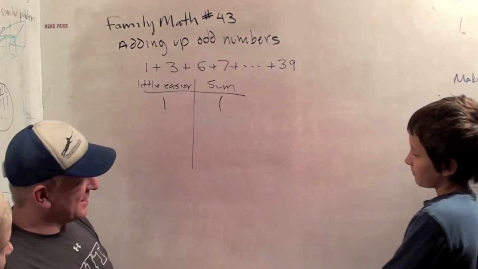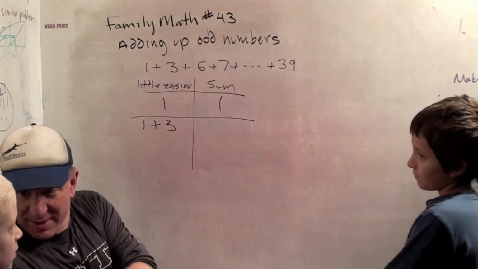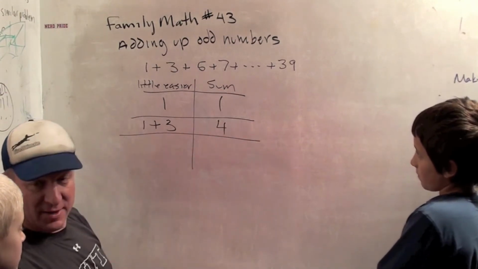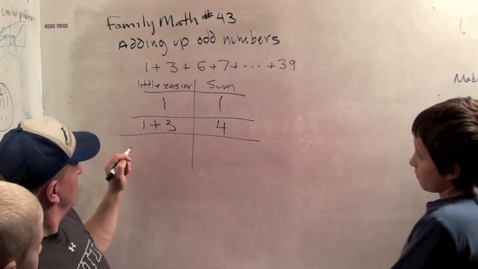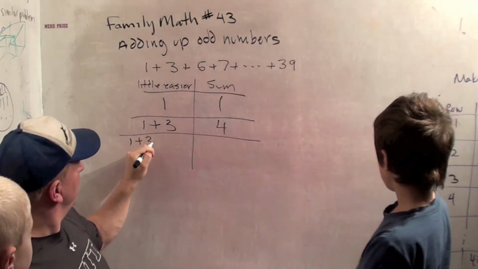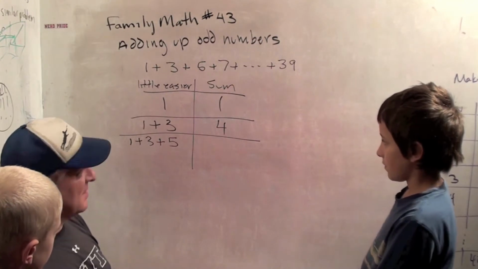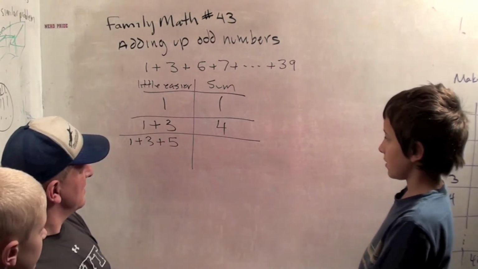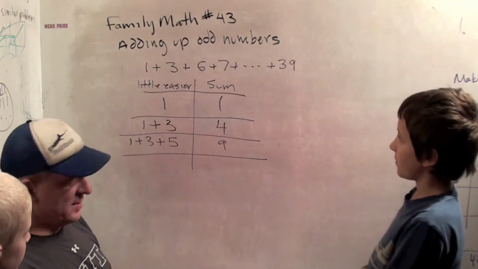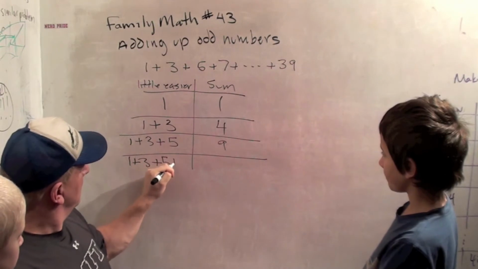Now what's the next easiest sum I could do? 1 plus 3, which is 4. What's the next easiest sum I could do? 1 plus 3 plus 5, which is 9. Very good. And what's the next easiest sum? 1 plus 3 plus 5 plus 7, which is 16.